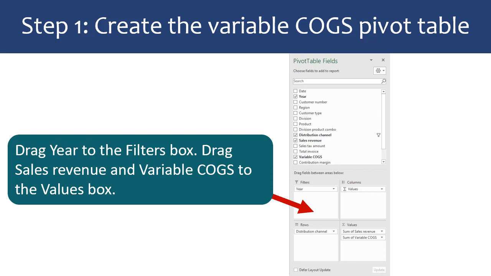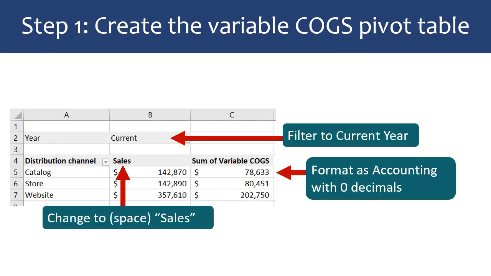Drag Year to the Filters box. Drag Sales Revenue and Variable COGS to the Values box. Filter to the current year. Change the heading for column B to Space Sales. Then format the columns as accounting with 0 decimals. Remember to put that space in front of sales, otherwise Excel will say you can't use that heading because it's used as a field name.